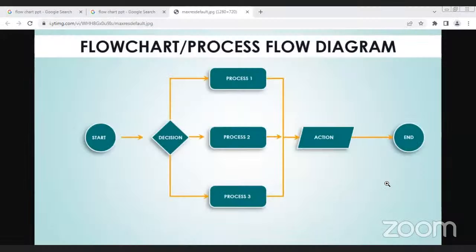But if the same is represented graphically, you see, it is represented graphically. If we write step 1, start, step 2, take decision, step 3, process 1 will be executed, or step 4, process 2 will be executed, so step 5, process 3 will be executed, next step, action will be taken.